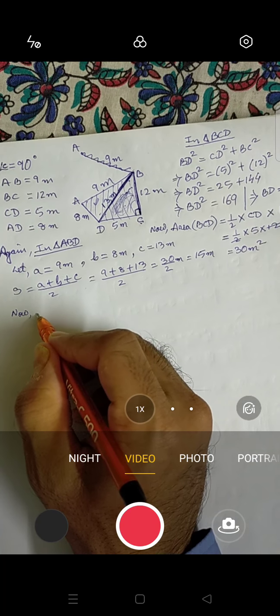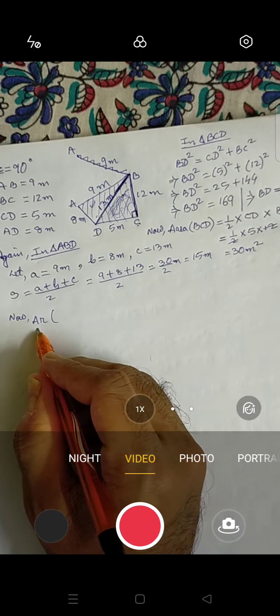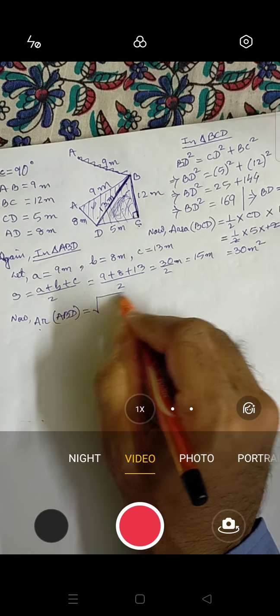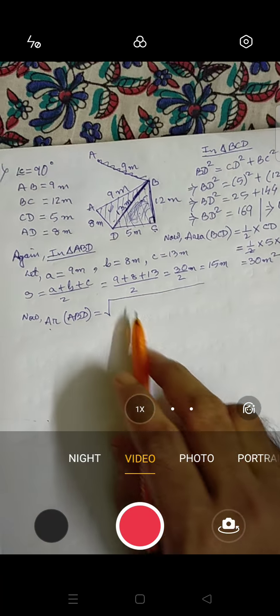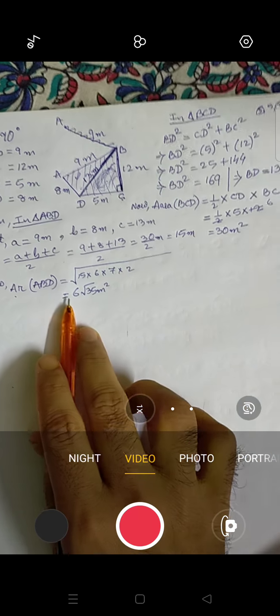Now area, that means this is the triangle, right? So we can directly write area ABD. So area ABD is equal to root over, you know, Heron's formula. So write Heron's formula and substitute the value and then check your answer. You do it on your own, I'll pause my video. Once your answer is done, you can play the video and check your answer. So after finding the area, you will be getting 6 root 35.